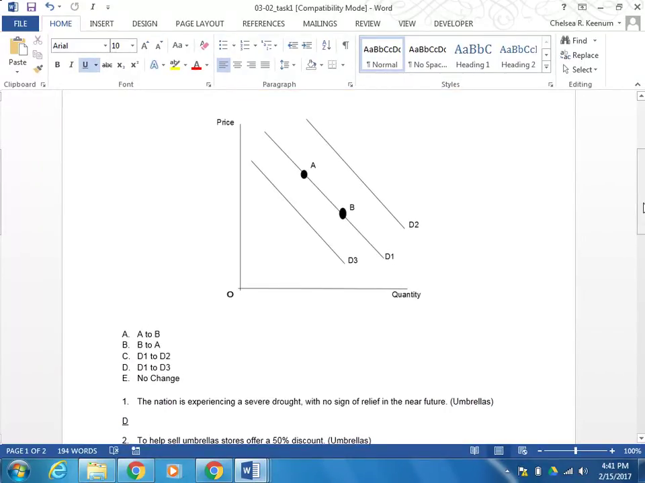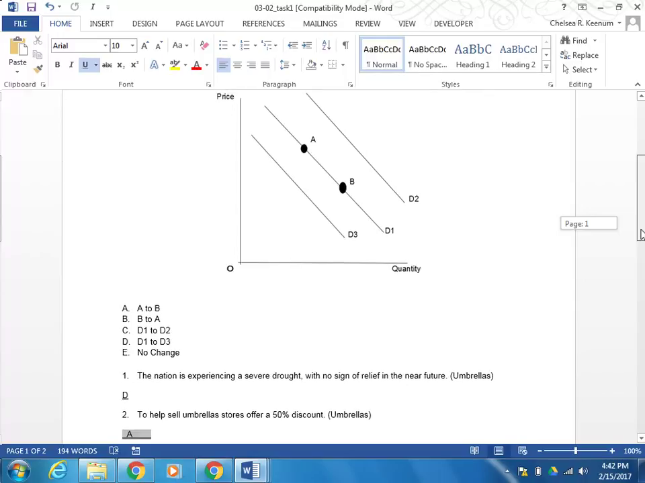But number one, the nation is experiencing a severe drought with no sign of relief in the near future. What's happening to umbrellas? The answer to that is going to be D. The demand for umbrellas is going to decrease. Well, why? If we're having a drought, that means it's not raining, so we don't need to buy umbrellas. So people aren't wanting to buy umbrellas as much. So the demand is going to decrease, which means the D1 curve moves to the left to D3.